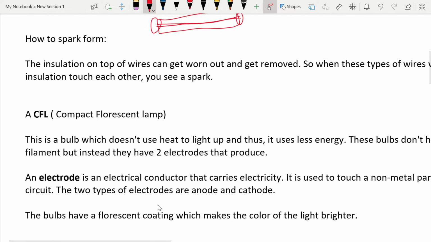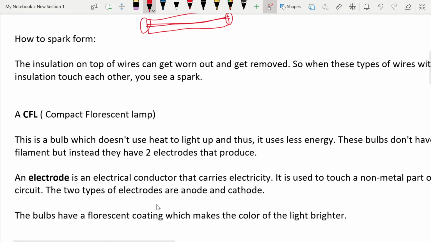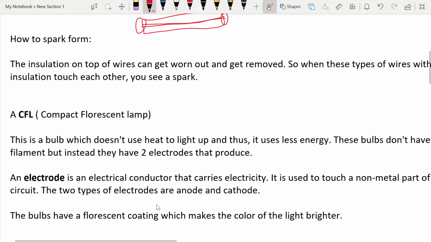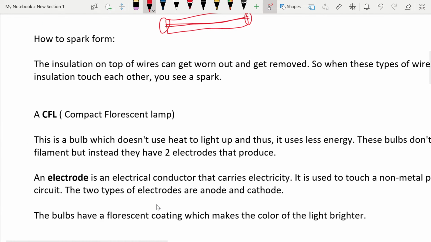Now, there's a different type of bulb that we use nowadays, which is a CFL, compact fluorescent lamp. This bulb doesn't use heat to light up, and thus it uses less energy. These bulbs don't have a filament, but instead they have two electrodes that produce electricity. Now an electrode is an electrical conductor that carries electricity and it lights up. It is used to touch the non-metal part of a circuit. The two types of electrodes are anode and cathode.